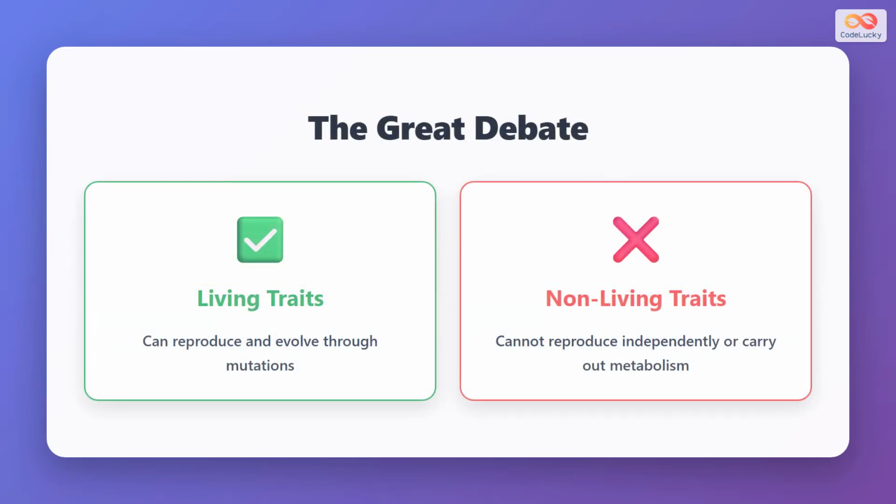Viruses display a fascinating mix of living and non-living characteristics. On one hand, they possess living traits. They can reproduce by making copies of themselves, and they can evolve over time through genetic mutations, just like living organisms do. However, viruses also have clear non-living traits. They cannot reproduce independently without a host cell, and they cannot carry out metabolism, which is the chemical processes that sustain life. This dual nature is what makes the classification of viruses so challenging.